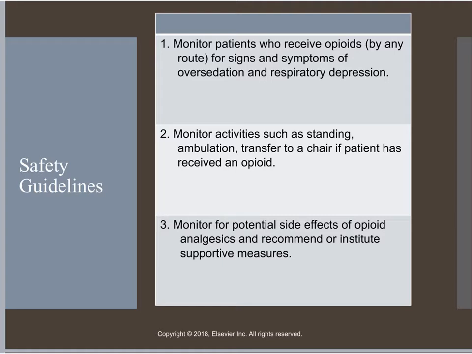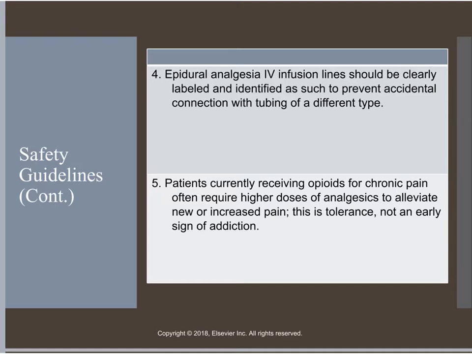Monitor for potential side effects of opioid analgesics and recommend or institute supportive measures. An example of this would be a stool softener or high fiber diet for side effects of constipation. Another form of pain management would be an epidural analgesia, IV infusion. This would consist of a line, and that should be carefully labeled and identified as such to prevent accidental connection with tubing of a different type. An example would be a feeding tube or blood infusion line.